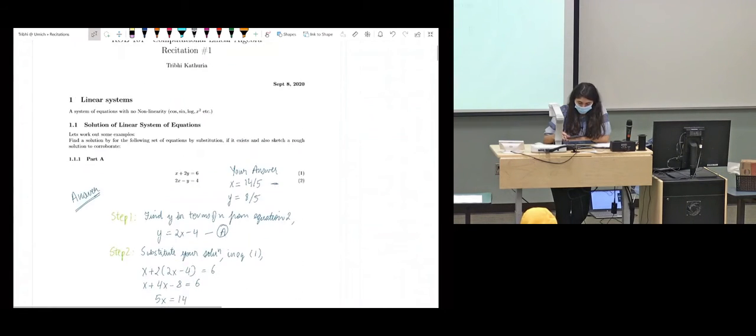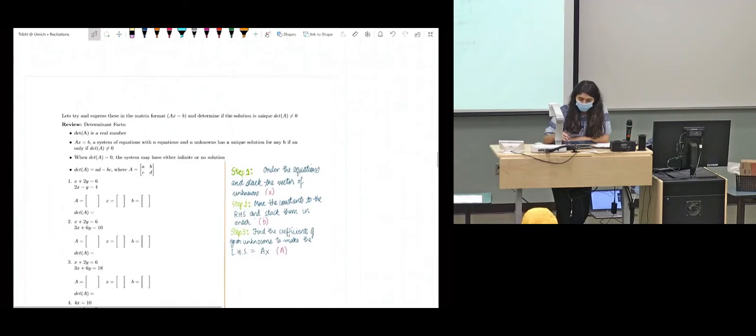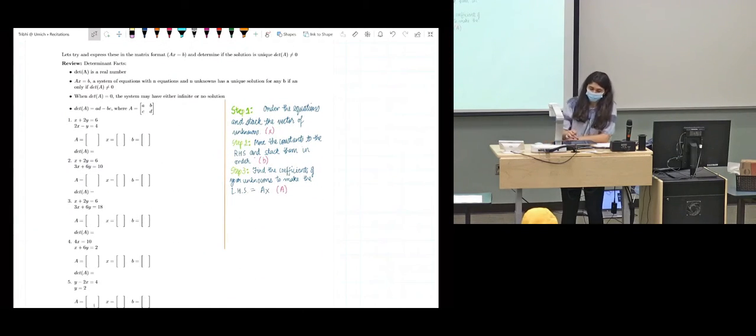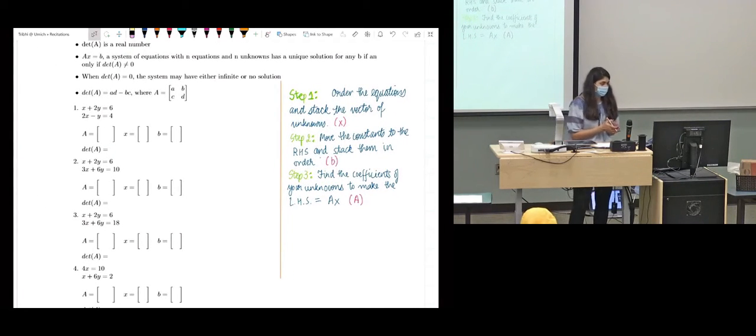I'm going to move on to the second set of problems. And you find problem part B and part C were, when you solve it, you find no solution and one example of infinitely many solutions. We'll post the solutions of both these problems on the Canvas website for everyone.